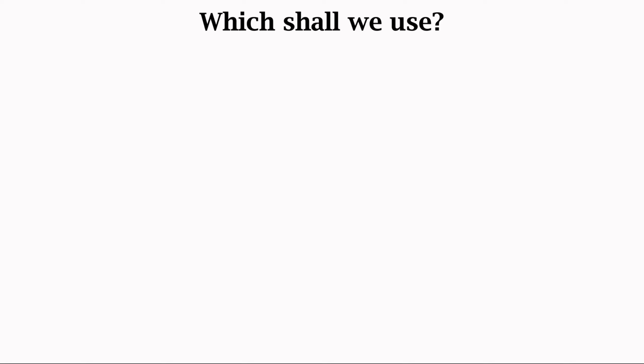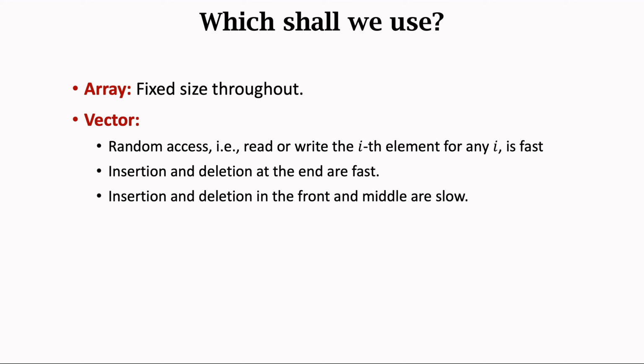We have learned 3 data structures. Which one shall we use? If you need a fixed size memory throughout, then array is the best option. If the size is varying, for example, you need to insert new elements or delete existing elements, then you will need vector or list. If frequent random access is required, then vector is recommended. The downside of vector is that insertion and deletion in the middle are slow.